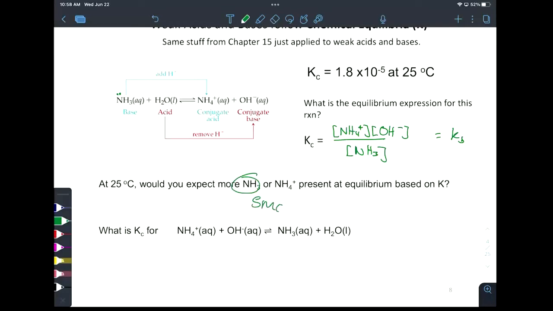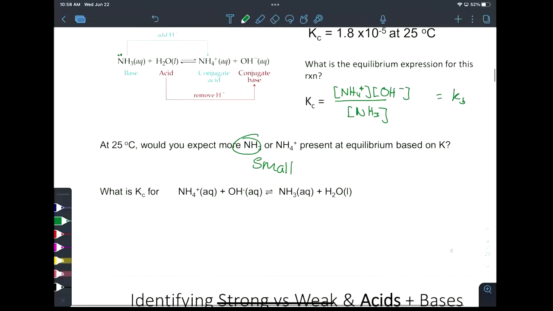Do you see how this is all the same? Same stuff, same stuff. So NH3 is more present when you have just a beaker of ammonia sitting there, and you have some NH4+ present. Okay. What is the Kc for this expression? What is it? NH3 over NH4+ times OH-. Cool. So that's the expression.